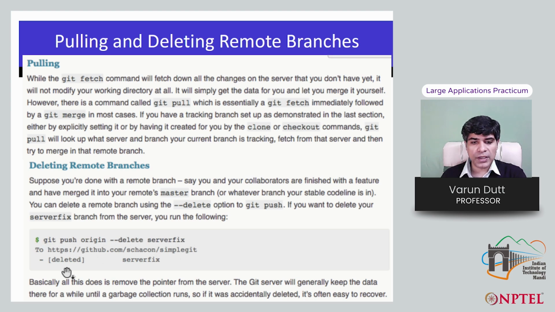Basically, what will happen is it will delete the remote branch. All this does is remove the pointer from the server. The git server will generally keep the data there for a while until garbage collection runs, so if it was accidentally deleted, you can also recover it. Remember that if you're done with the remote branch and your collaborators are finished with the feature and have merged it into the master branch, you can delete the remote branch. So this is actually deleting the remote branch serverfix from the Git remote repository.